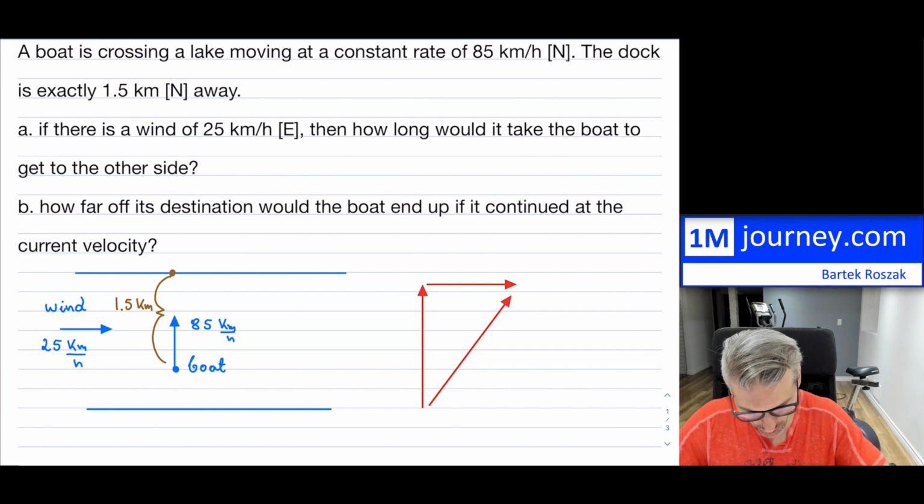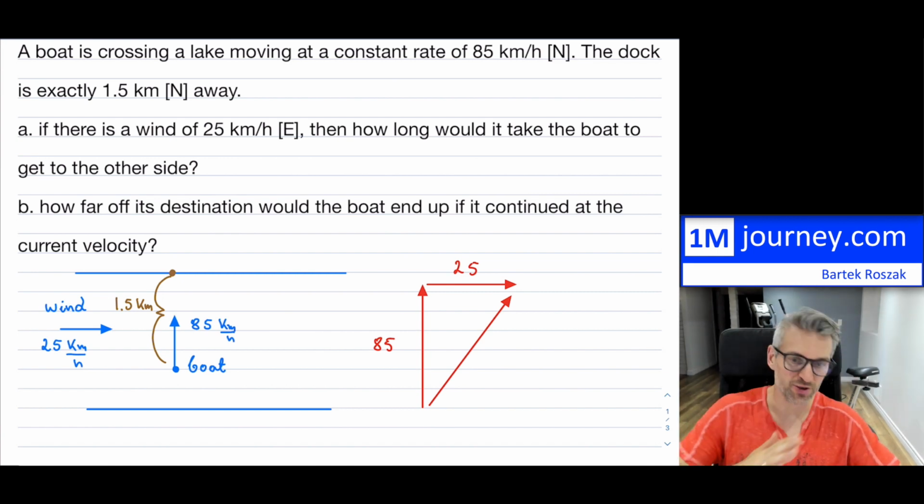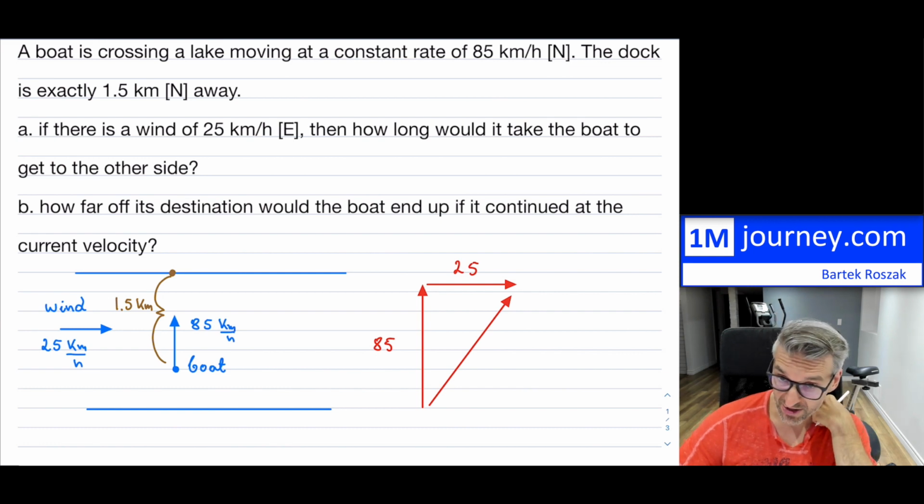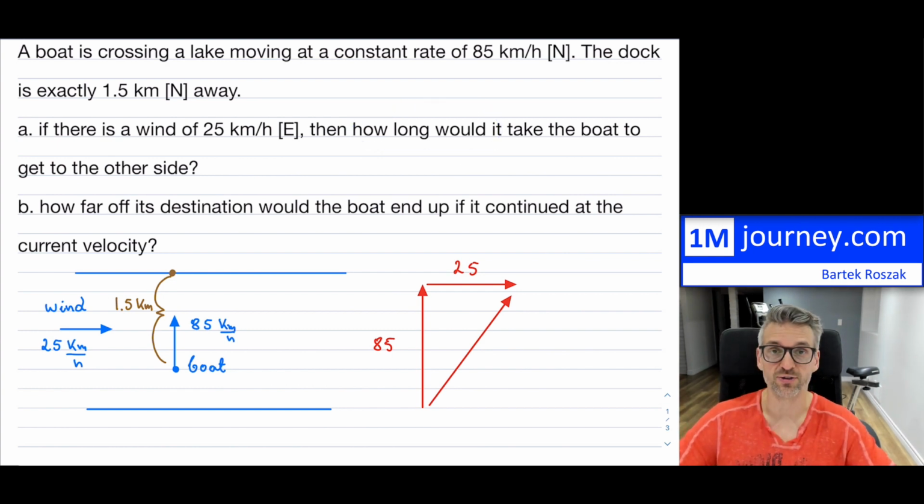Because we know what these are, this is 85, this is 25, all in kilometers per hour, we can find that resultant vector's velocity. We can find the hypotenuse by simply doing the Pythagorean theorem. If that's what you were asked, great. Here, what we're asked is, how long would it take for the boat to get to the other side?